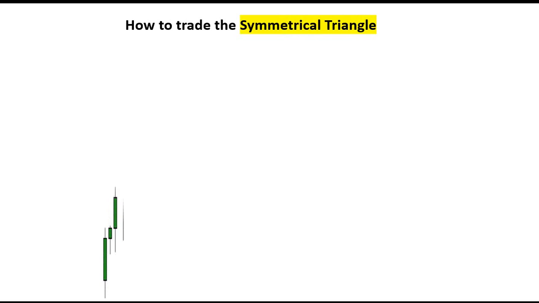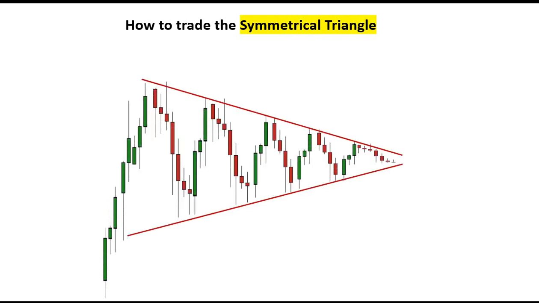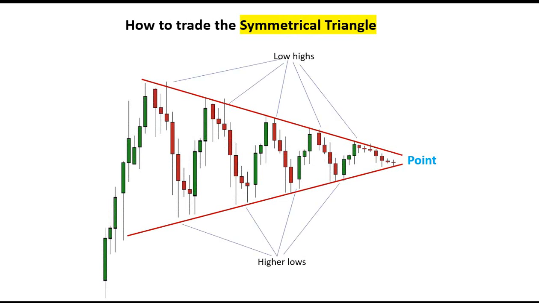A symmetrical triangle is a chart formation where the slope of the high prices and the slope of the low prices converge together to a point where it looks like a triangle. What's happening during this formation is that the market is making lower highs and higher lows. This means that neither the buyers nor the sellers are pushing the price far enough to make a clear trend. If this were a battle between the buyers and sellers, then this would be a draw.